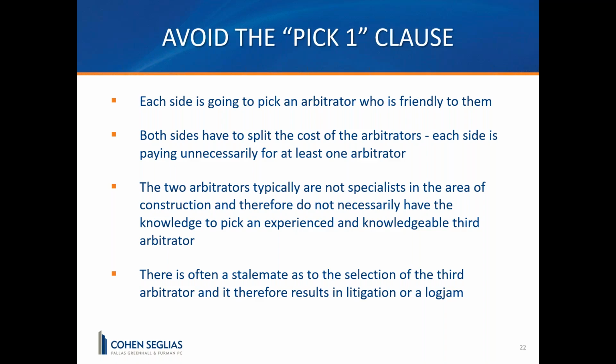So I don't like these types of clauses, and I tend to strike them and modify them so that the third arbitrator, the one that is supposed to be neutral, he or she is the only one who hears the case. So the 2 people that are picked by the parties are only there to pick the third party neutral. I've seen that work a few times.